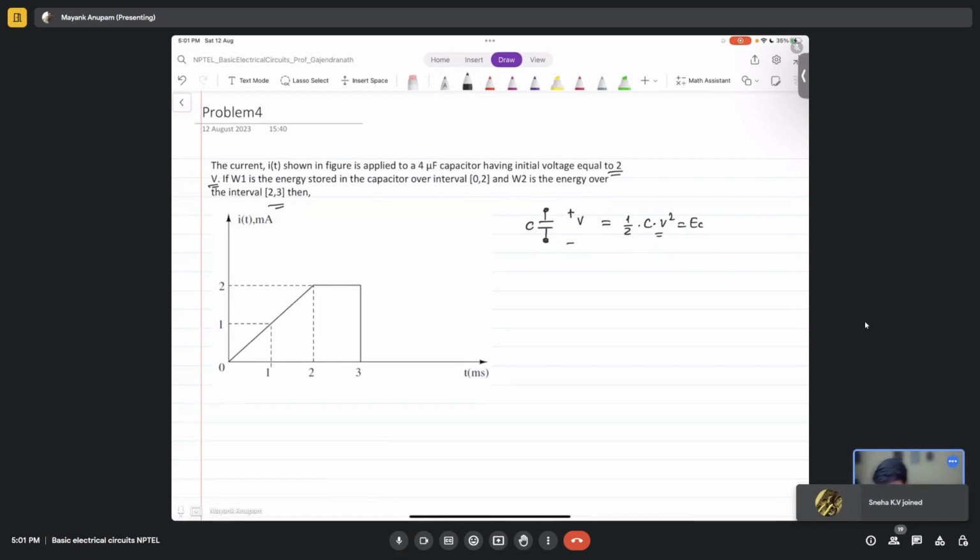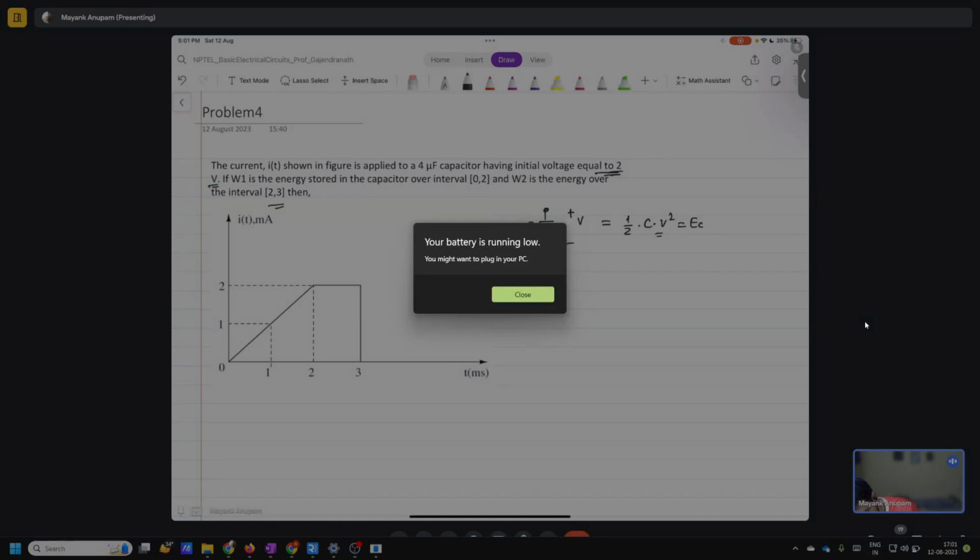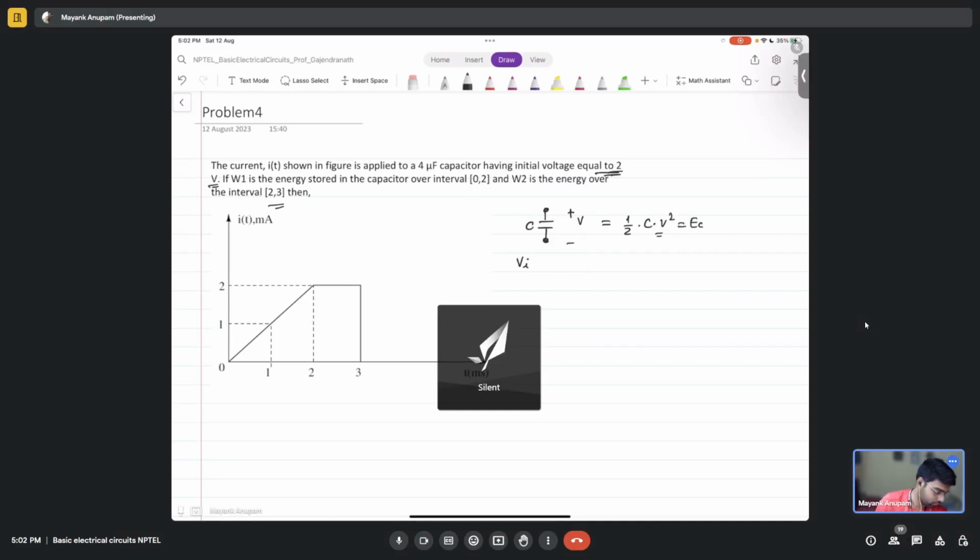Now tell me, it is given that the capacitor had an initial voltage equal to 2 volts. So there was some V initial on this capacitor. There was some initial voltage on this capacitor.